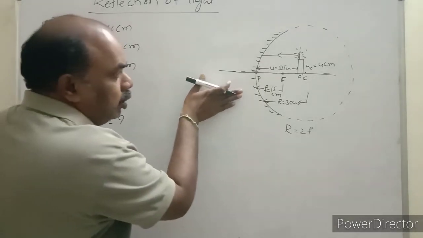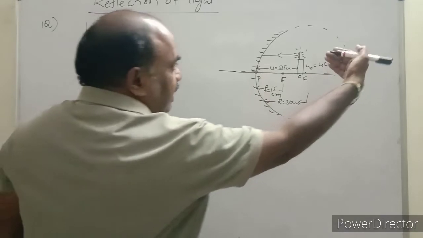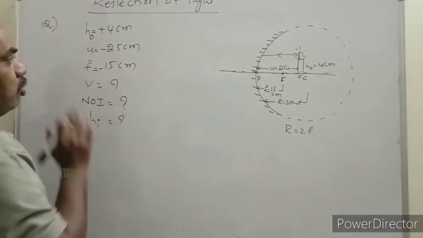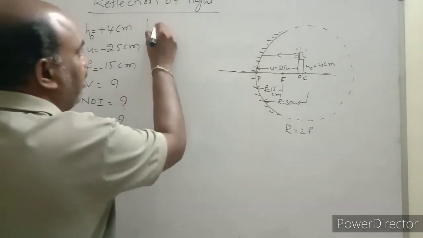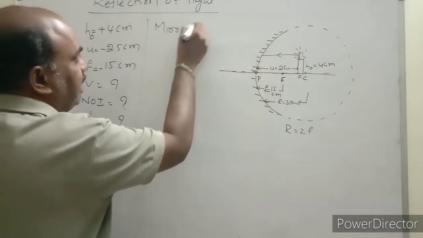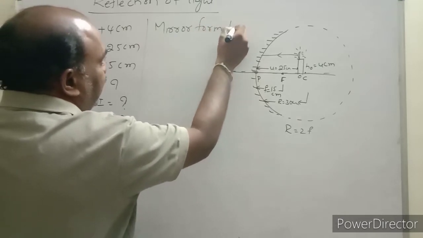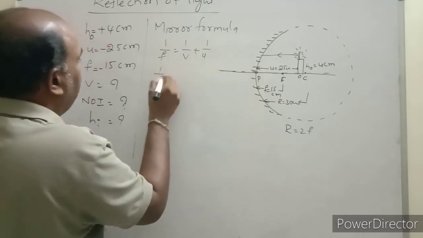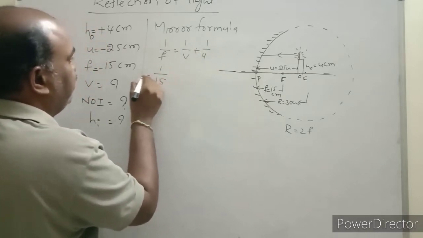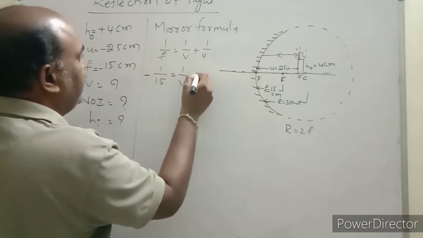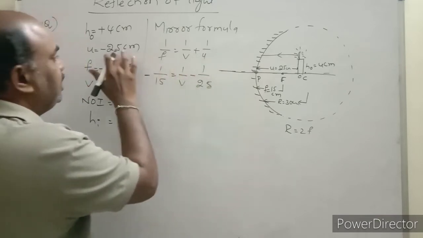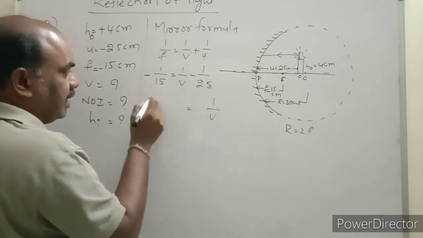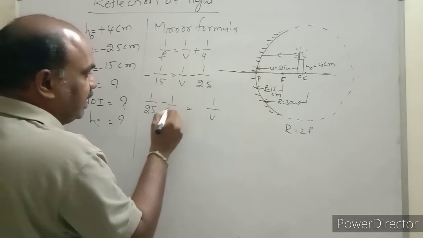Focal length also, same: pole to focus. Measuring from left to right, compare with the parallel incident ray right to left. So this is also negative. We don't know v. Now apply the mirror formula. Why? Because it is a mirror. What is the mirror formula? 1 by f is equal to 1 by v plus 1 by u. So minus 1 by 15 is equal to 1 by v minus 1 by 25. Why? Because plus into minus is minus, I directly wrote. 1 by v keep there only. Minus 25 comes to this side, plus 1 by 25. Already minus 1 by 15 is here.